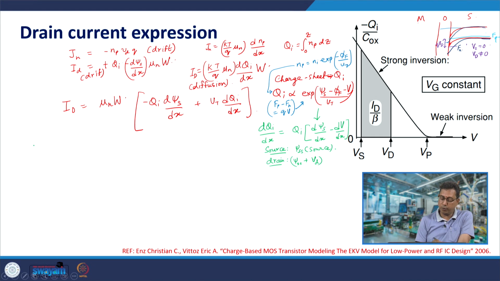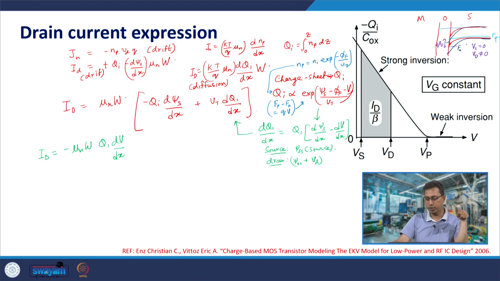So, what is the value of ID? If we substitute this into this, what is the value of ID that you will get? It is mu n W Qi dV/dx. A minus sign would appear because Qi is negative and ID is positive. So, a minus sign also appears. Now this is a relationship of drain current ID with local channel potential.